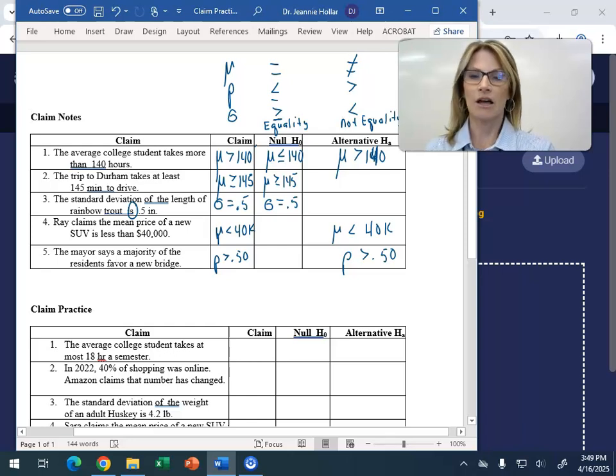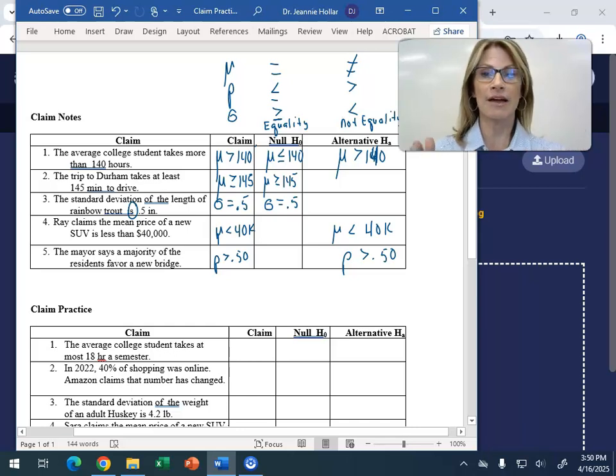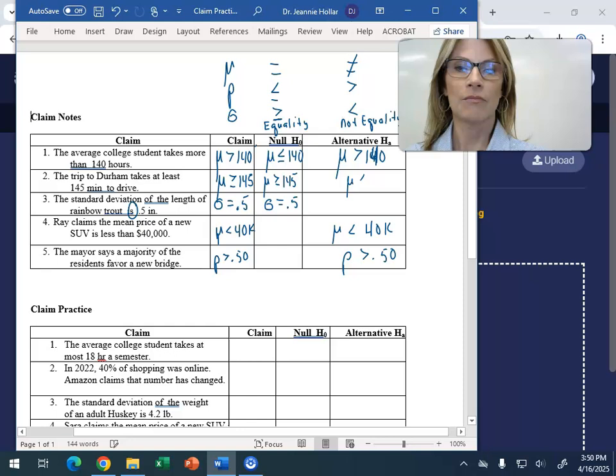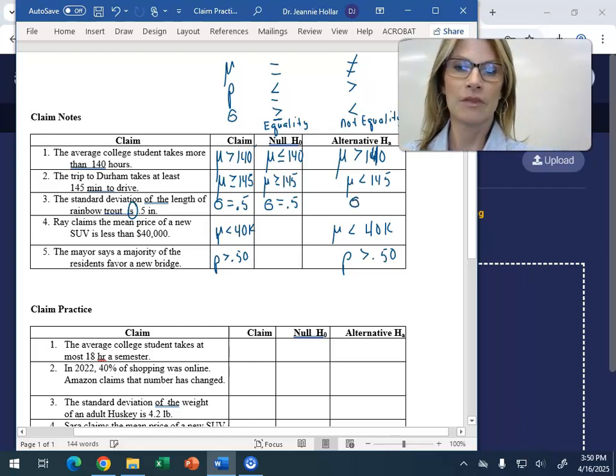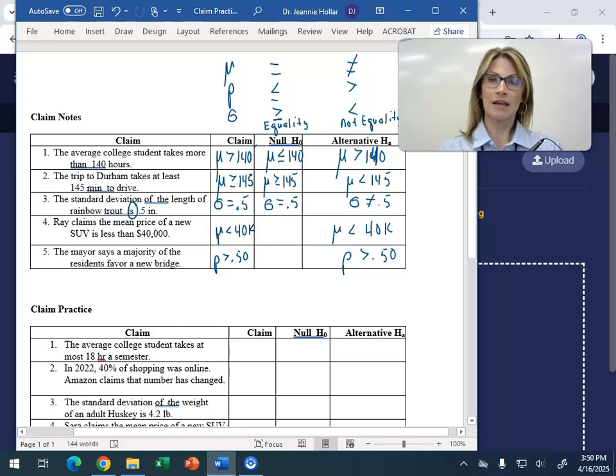It either takes 145 minutes or more to drive to Durham, or the opposite of that would be less than 145 minutes. Okay, either the standard deviation of a rainbow trout is a half inch, or the opposite of equal to is not equal to. The opposite of less than $40,000 would be 40,000 or more.